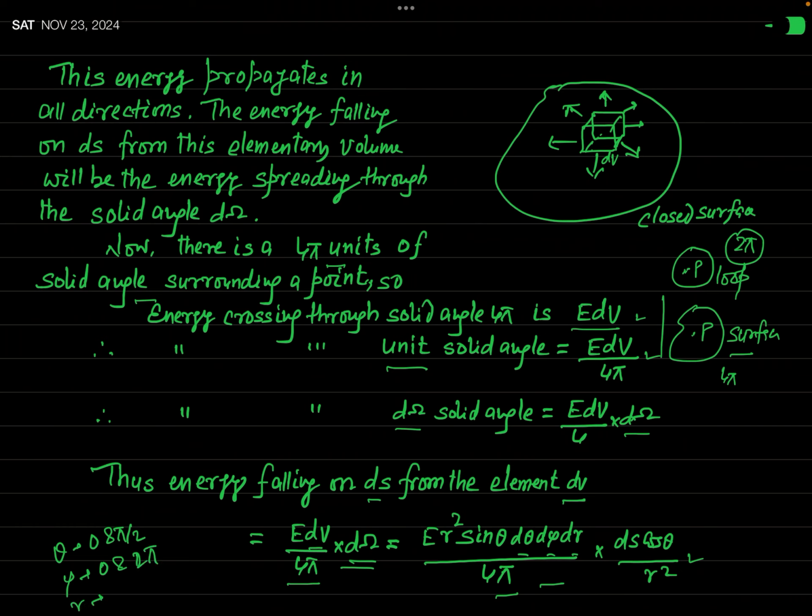And for r, what will be the limit? 0 and v, where v is the velocity of the sound wave. Why have you taken the upper limit of r equal to v? Because we are going to find the rate of fall of energy. It means energy falling per second. And you know, in 1 second, anything covers a distance equal to its velocity. So in 1 second, sound will cover a distance equal to its velocity v.